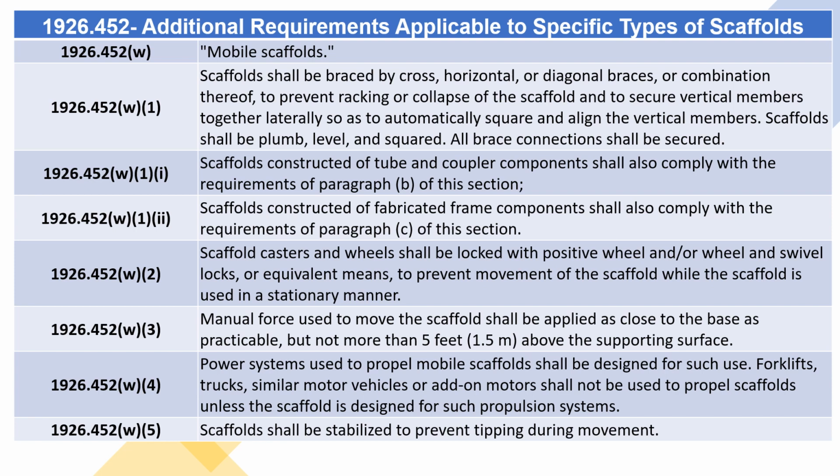1926.452(w)(3): Manual force used to move the scaffold shall be applied as close to the base as practicable, but not more than 5 feet (1.5 meters) above the supporting surface. 1926.452(w)(4): Power systems used to propel mobile scaffolds shall be designed for such use. Forklifts, trucks, similar motor vehicles, or add-on motors shall not be used to propel scaffolds unless the scaffold is designed for such propulsion systems. 1926.452(w)(5): Scaffolds shall be stabilized to prevent tipping during movement.